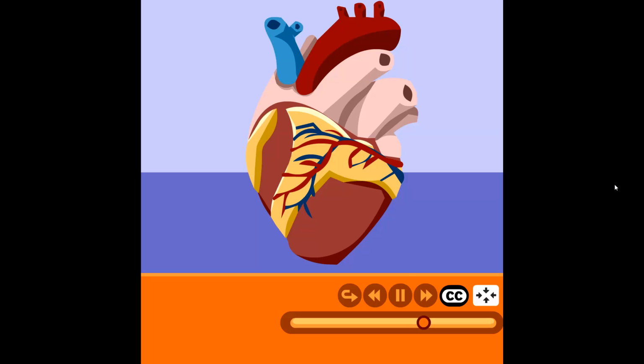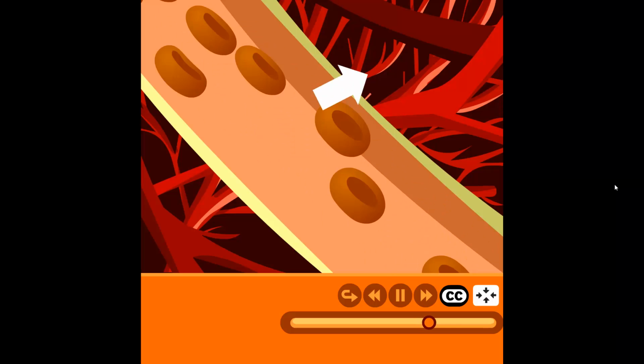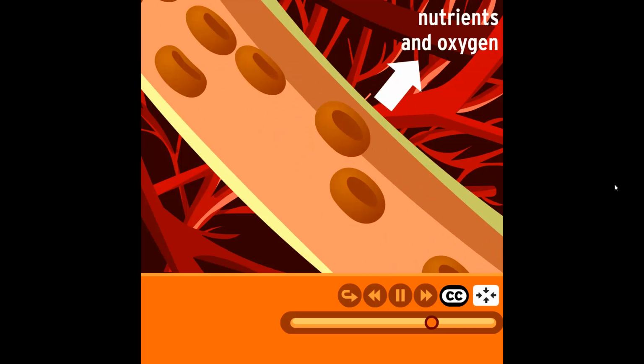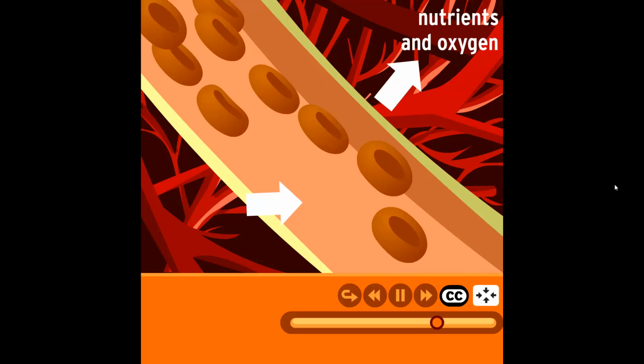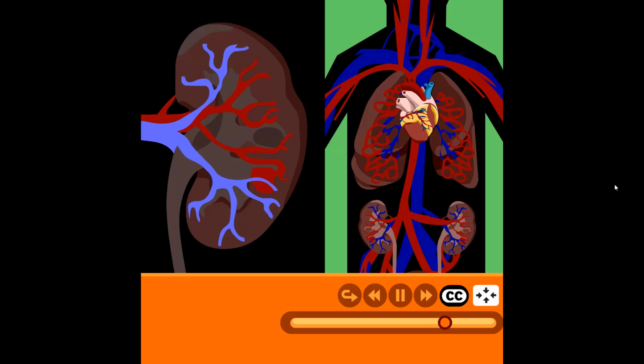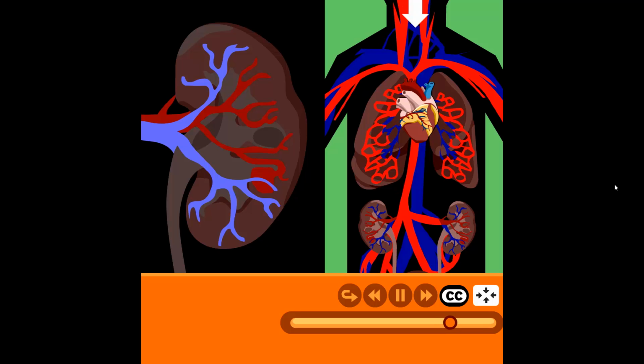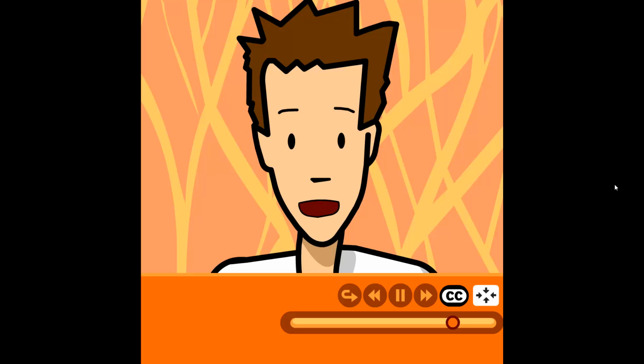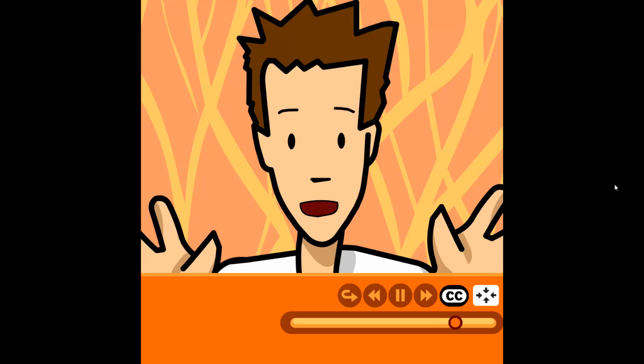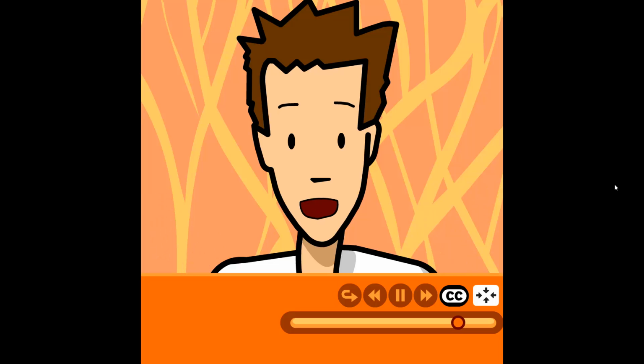Blood leaves your heart through a big artery called the aorta. Blood drops off its cargo of nutrients and oxygen, providing your cells with the fuels they need to do their jobs. Then it picks up carbon dioxide and other waste products, taking them away for disposal. Solid waste is dropped off at the kidneys, and carbon dioxide is exchanged in the lungs for a fresh supply of oxygen. And then it's back around again, all day, all night, including weekends and holidays, for the rest of your life.